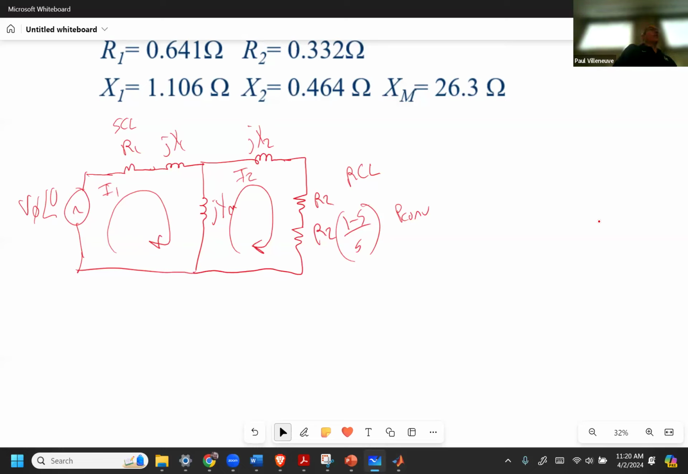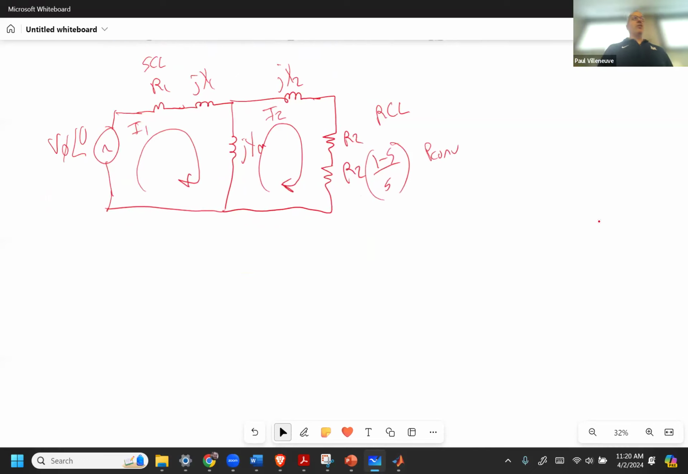Because it's I squared times R. Remember, the R2 times 1 minus S over S is the actual equivalent resistor to what the mechanical power conversion is. So by knowing I1 and I2, instead of combining, I can get way more information. So I'm going to go ahead and do these generically.